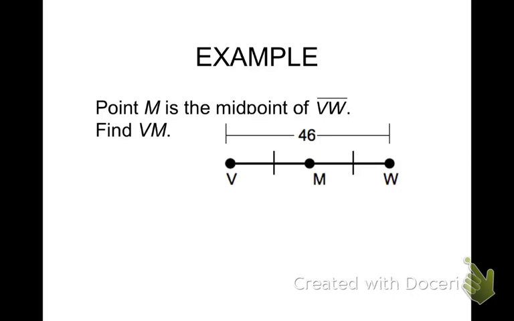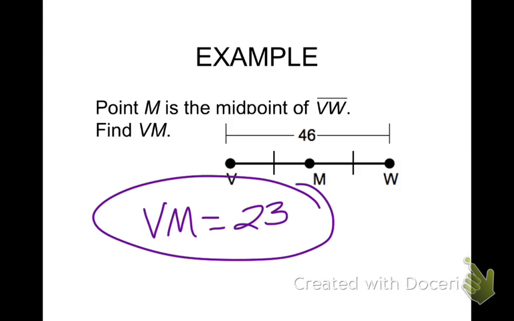Next one, point M is the midpoint of line segment VW. What would VM be? Well, the diagram's telling me the whole thing is 46, because this is the midpoint. What's true about these guys? They are the same. So Kaylee, what would it be? Good. So VM is equal to half of 46, which would be 23.